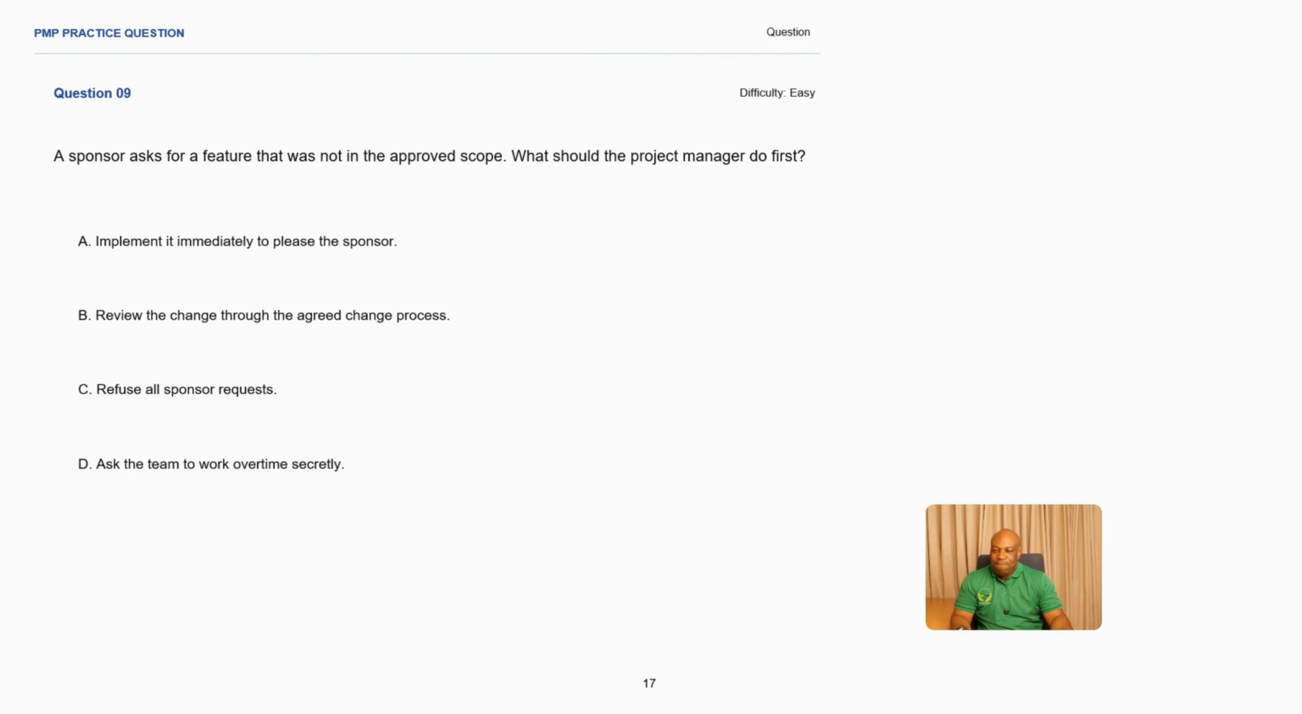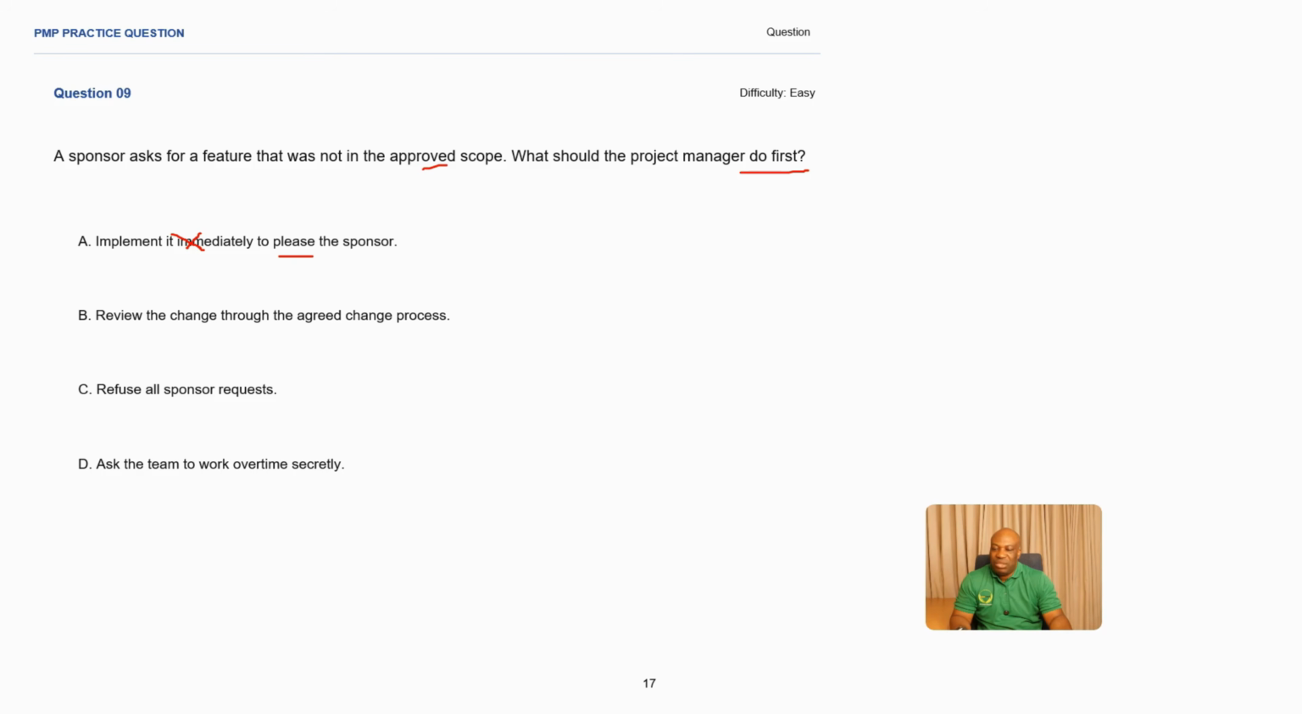All right, practice question number 9. A sponsor asks for a feature that was not in the approved scope. What should the project manager do first? This is very important. A sponsor is asking for a feature which was never approved in scope. What is supposed to be done by the project manager? Number 1, implement it immediately to please the sponsor. This word please is what is spoiling this answer. You don't do things in a project to please the sponsor. And you don't rush into implementing something immediately, so we eliminate this answer.